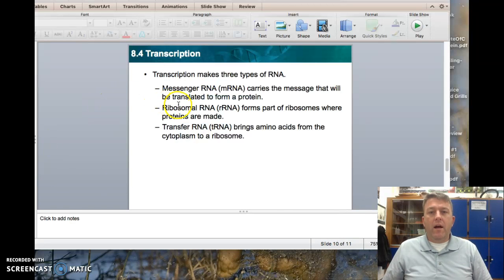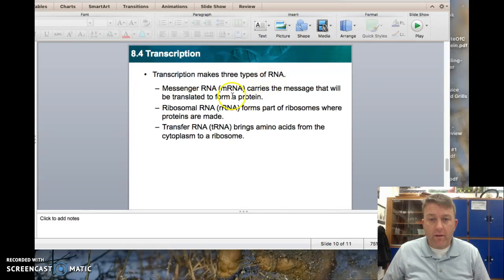Now, in this process, we're going to make one of 3 different types of RNA. We're going to make messenger RNA. This mRNA is going to be really important because this is actually what we're going to make the proteins out of. There are also codes for making ribosomal RNA within your DNA sequence, and this is what's going to make the proteins that make up ribosomes.